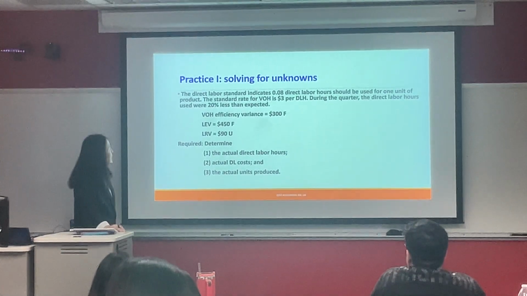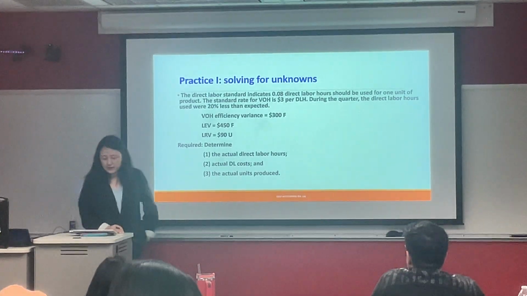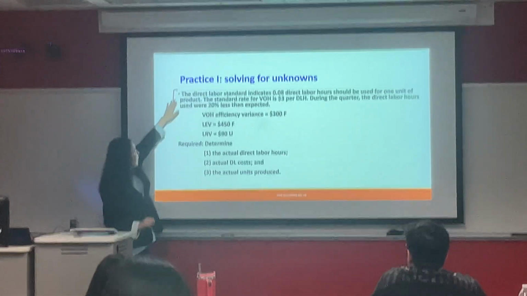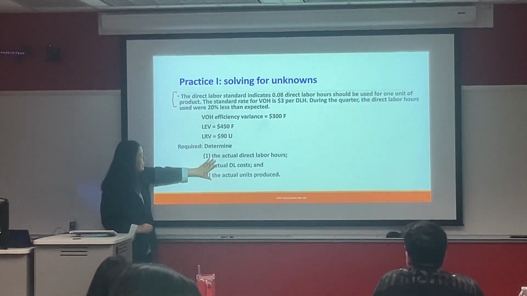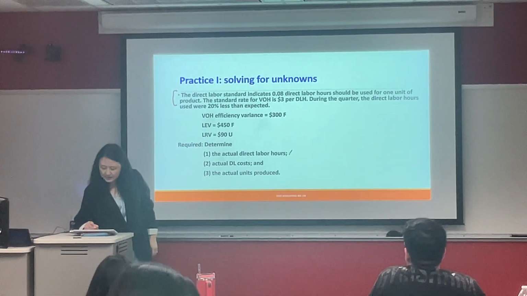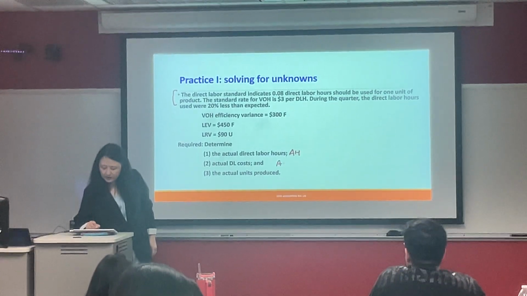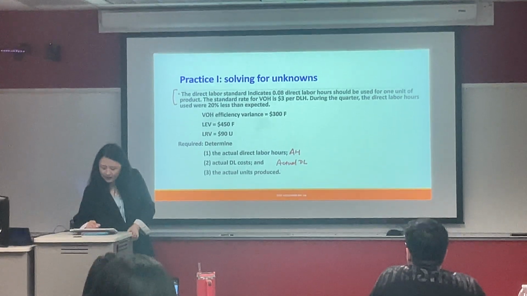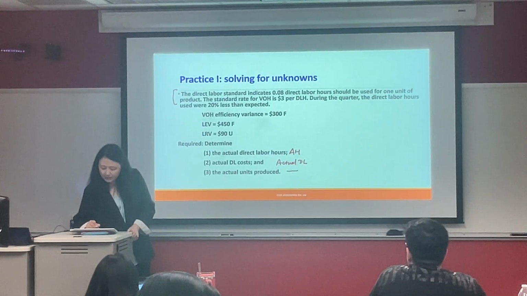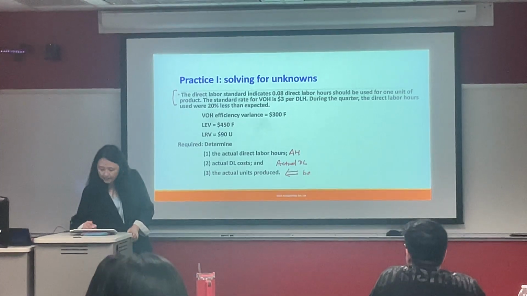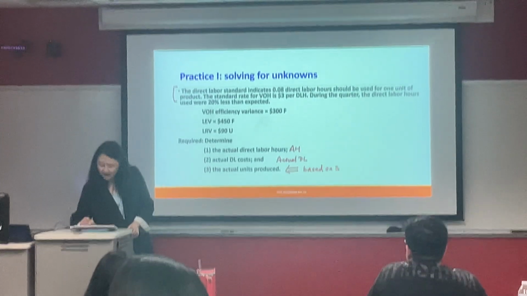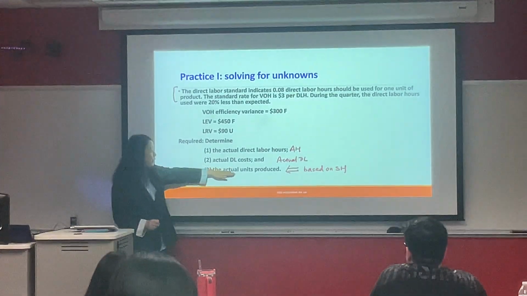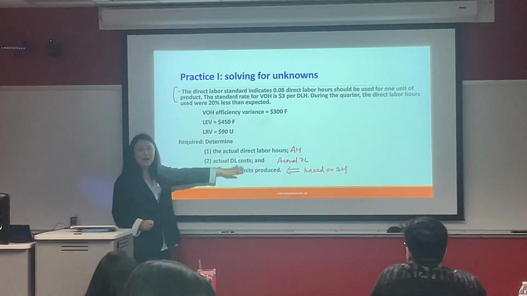Alright, so this is solving the unknown. We get a bunch of information. The top are the standards, those are the variances, and then we need to figure out the actual direct labor cost and the actual units, right? The only way to calculate actual units is, this is an important concept, based on standard hours, because only the standard hour will use the actual units, not anything else.